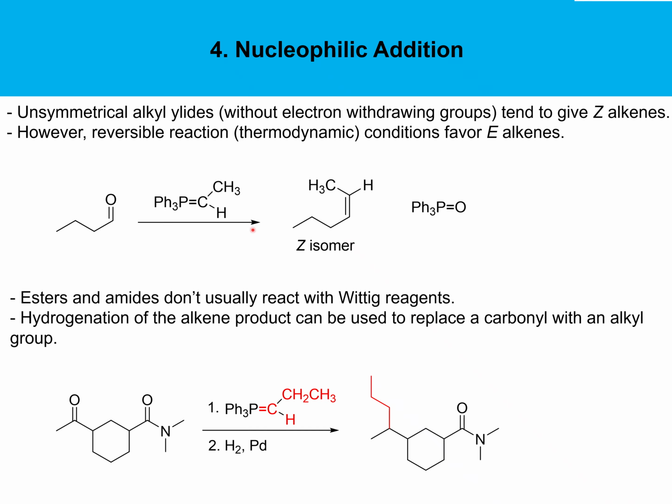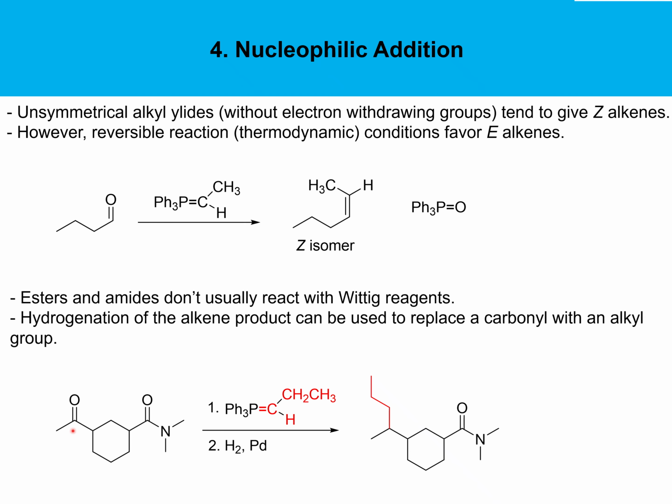Note that esters and amides don't really react with Wittig reagents, so we can do a Wittig reaction with an aldehyde or ketone in the presence of one of these functional groups. Also, a hydrogenation reaction of the alkene product will allow you to overall convert a carbonyl into an alkyl substituent. Here's an example to illustrate those two points.